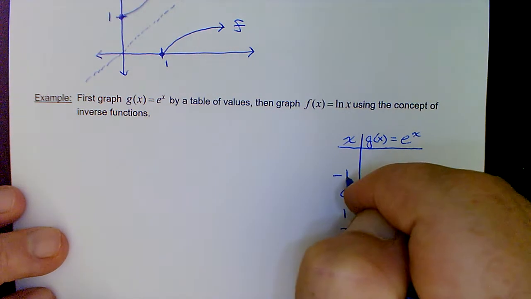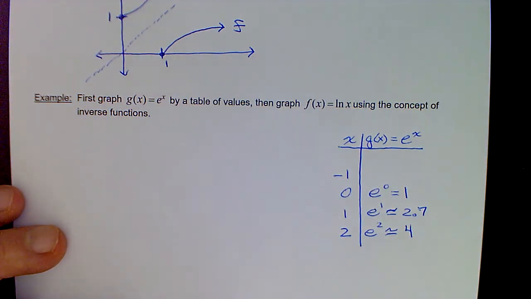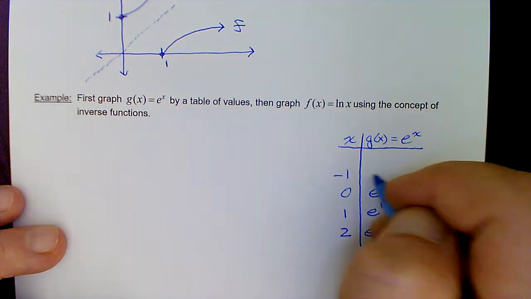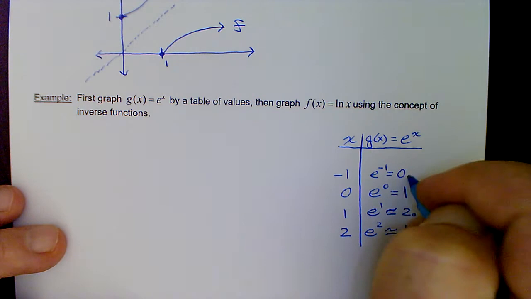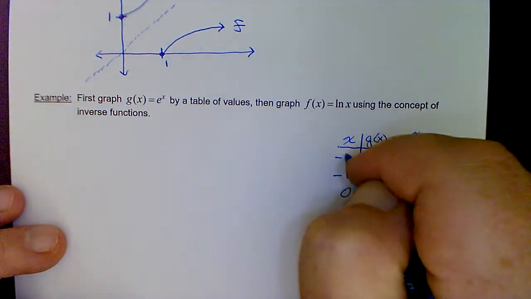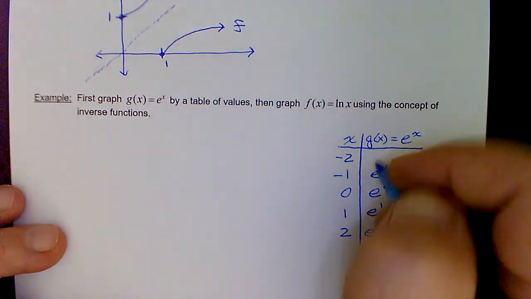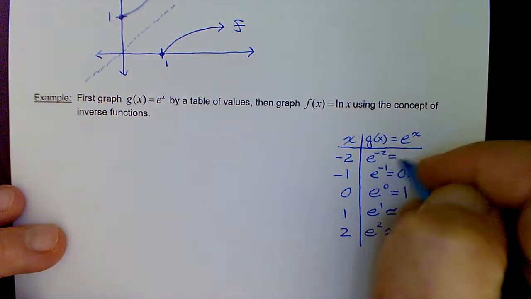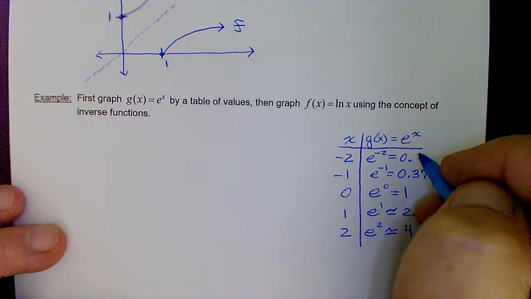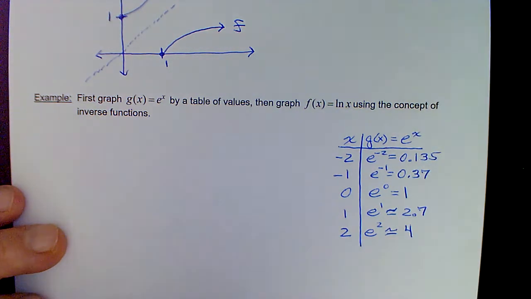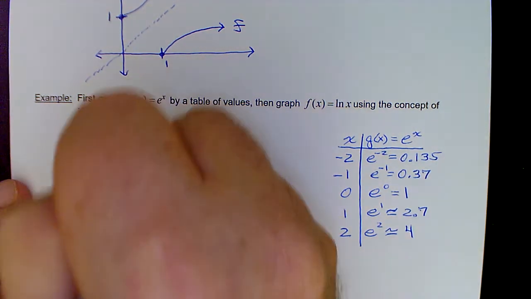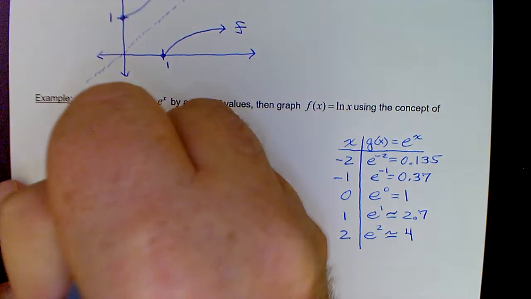Go in the opposite direction, negative 1. e to the negative 1 is about 0.37. If x is negative 2, just for the sake of doing it, e to the negative 2 is 0.135. It's going to get smaller and smaller. Never gets negative though. Okay, and then if you want to plot those, just make a rough sketch here.